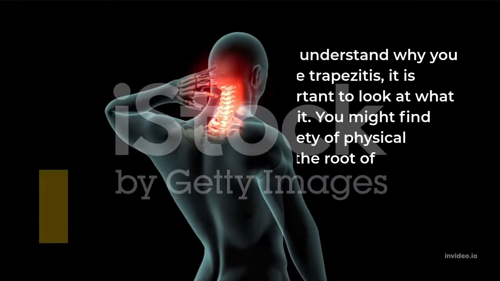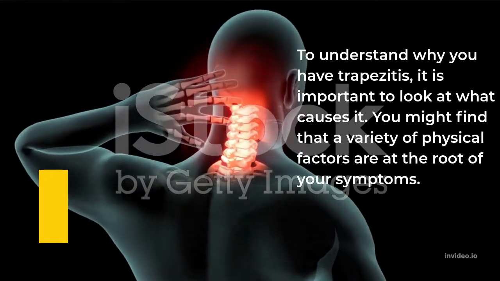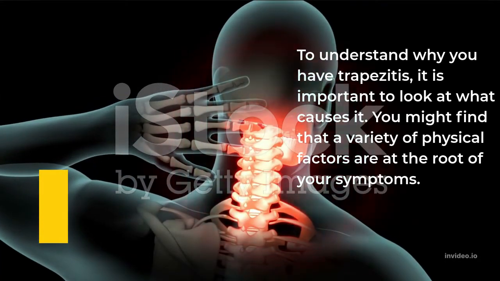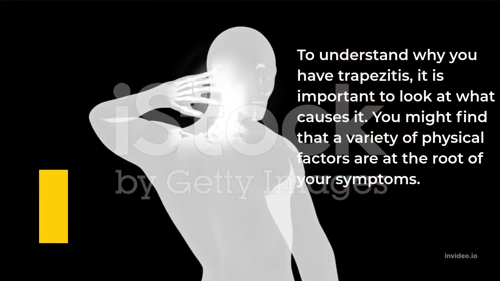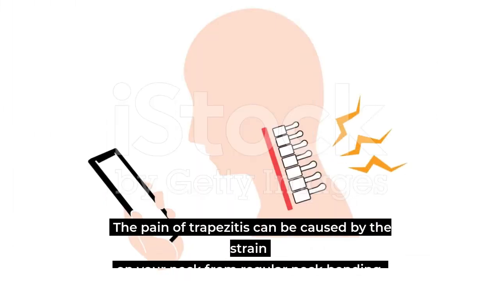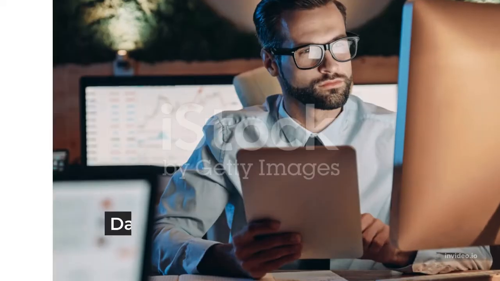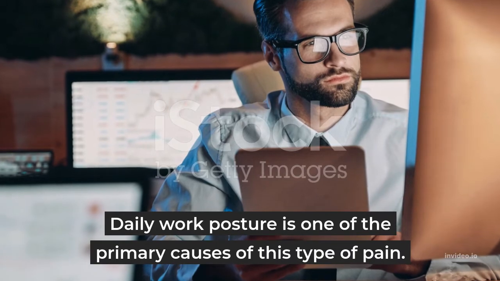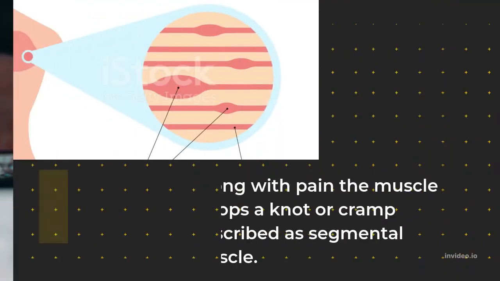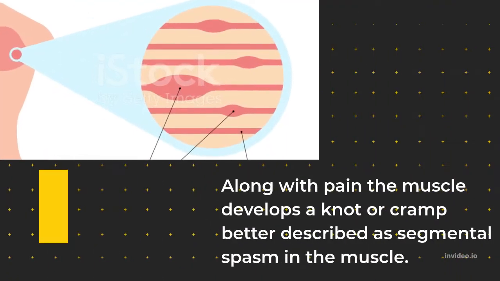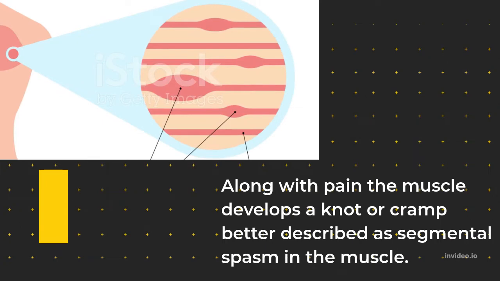To understand why you have trapezitis, it is important to look at what causes it. You might find that a variety of physical factors are at the root of your symptoms. The pain of trapezitis can be caused by the strain on your neck from regular neck bending. Daily work posture is one of the primary causes of this type of pain. Along with pain, the muscle develops a knot or cramp, better described as segmental spasm in the muscle.